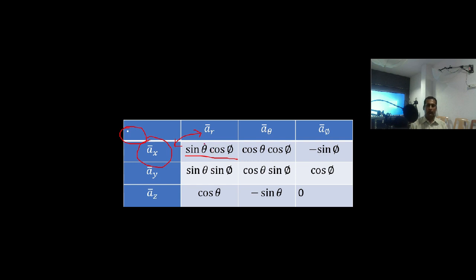Like this we can solve problems involving transformation between Cartesian and spherical coordinate systems. If we take the dot product between A theta and A X, we use cos theta cos phi. If we take the dot product between A phi and A X, we use minus sin phi. Similarly, the dot product between A R cap and A Y cap is sin theta sin phi. One more thing to remember: the dot product of A Z and A phi will be 0. By using this table we can find the solution for the given examples.